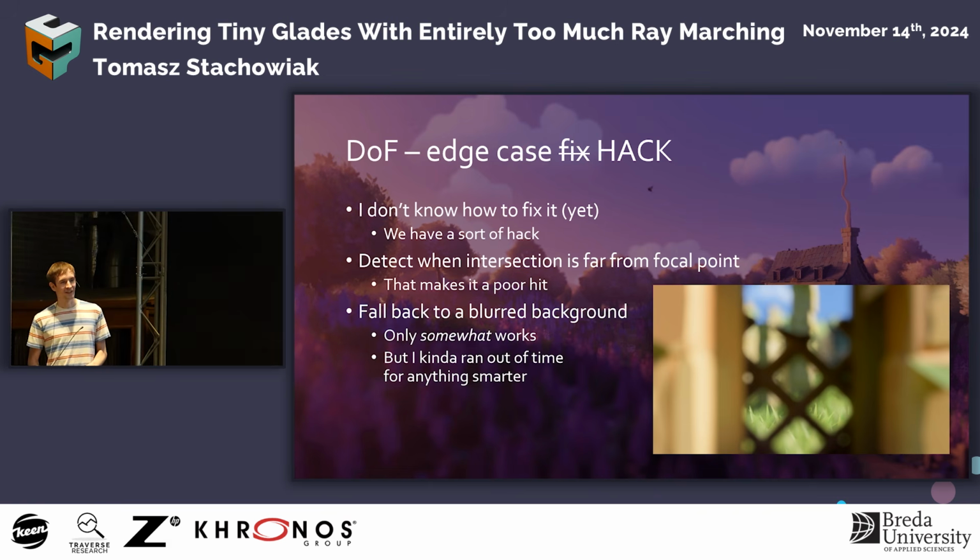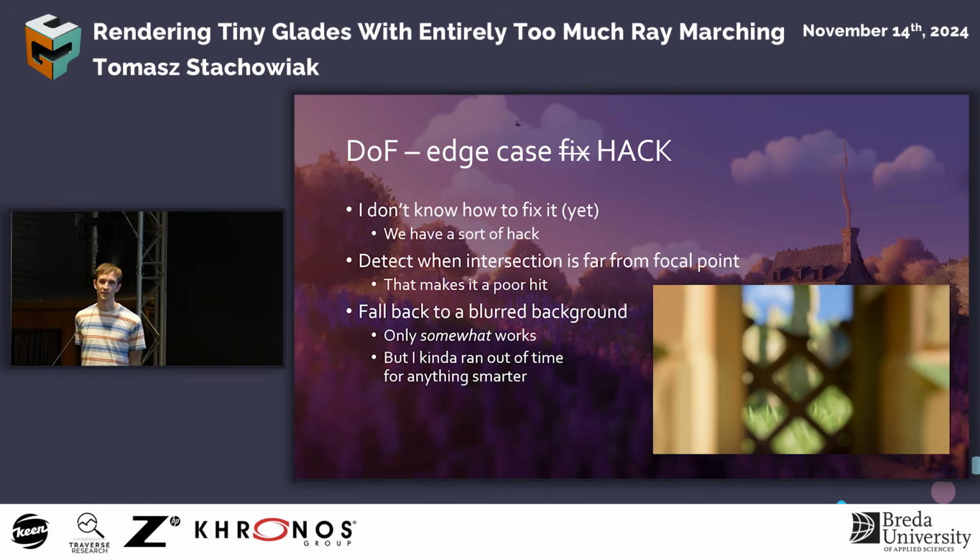And the sad thing is that I actually don't know how to fix it properly yet, at least not in a way that will be performant, so we have a sort of hack. What I found works sufficiently well for us is that when you find that intersection point, you can see whether it's actually close to what we were trying to initially intersect. You were trying to find an intersection close to the focal point, and if the point you found is somewhere far away from the focal point, it means the ray has traveled under the surface, and your intersection is not accurate.